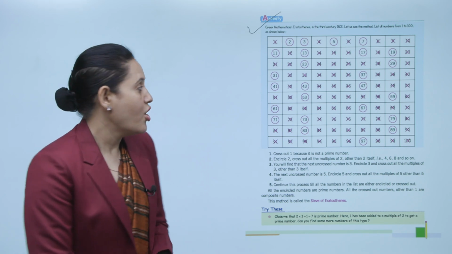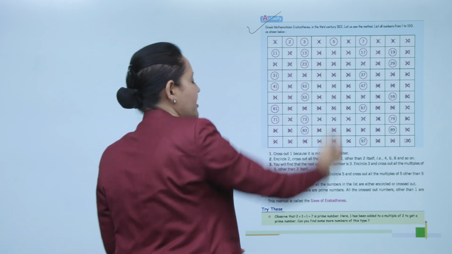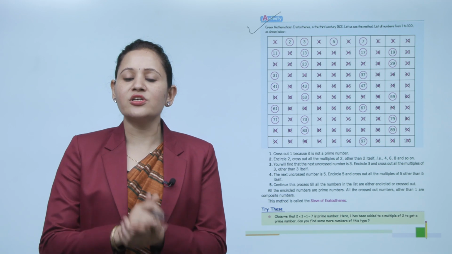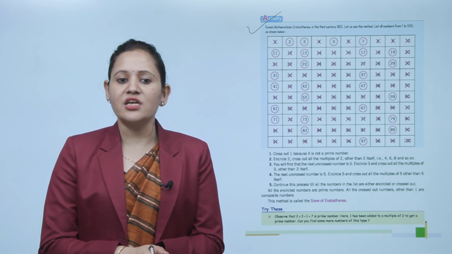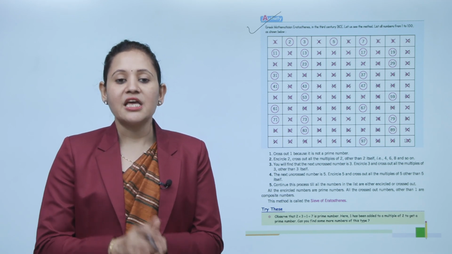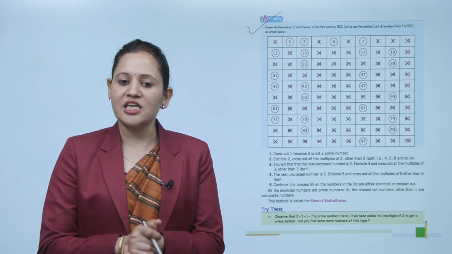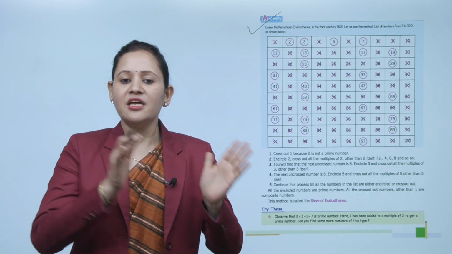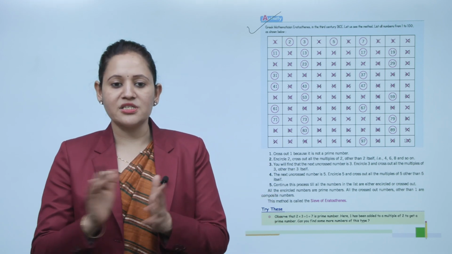Now all the encircled numbers are prime numbers. Clear? And all the crossed out numbers other than 1 are composite numbers. This method is called the sieve of Eratosthenes. It means that by using this method we can separate the prime and composite numbers.